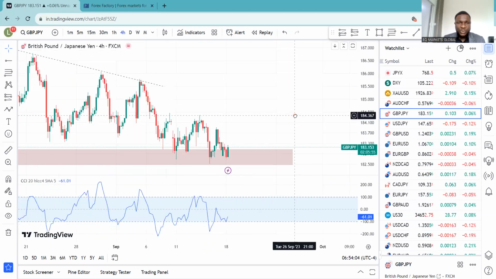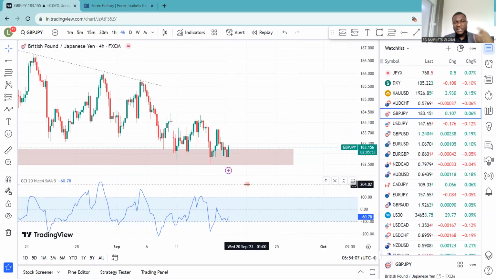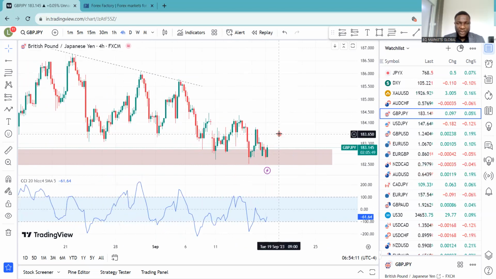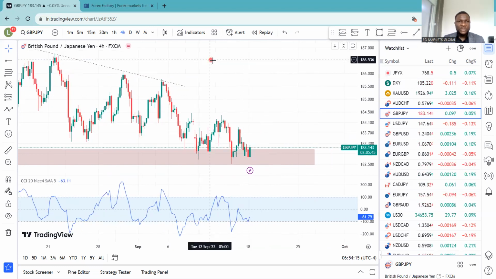So I want you to also quickly look at GBP JPY and most likely look out for a buy opportunity. Okay, look out for a buy opportunity. All right, so that's all for this week.